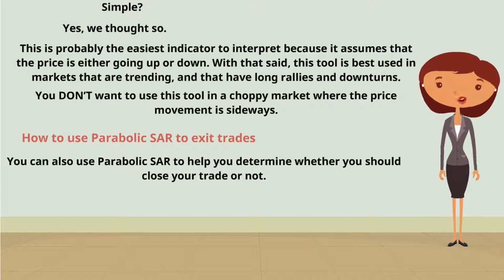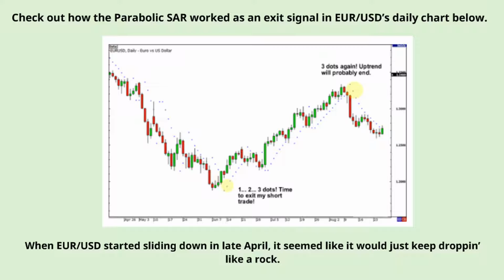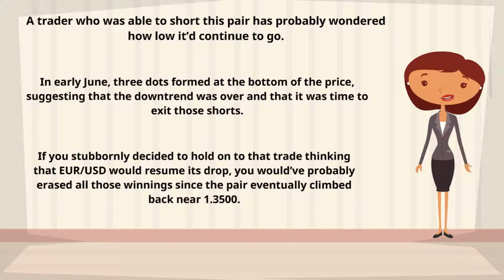How to use parabolic SAR to exit trades. You can also use parabolic SAR to help you determine whether you should close your trade or not. Check out how the parabolic SAR worked as an exit signal in Euro to US dollar's daily chart below. When Euro USD started sliding down in late April, it seemed like it would just keep dropping like a rock. A trader who was able to short this pair has probably wondered how low it would continue to go.